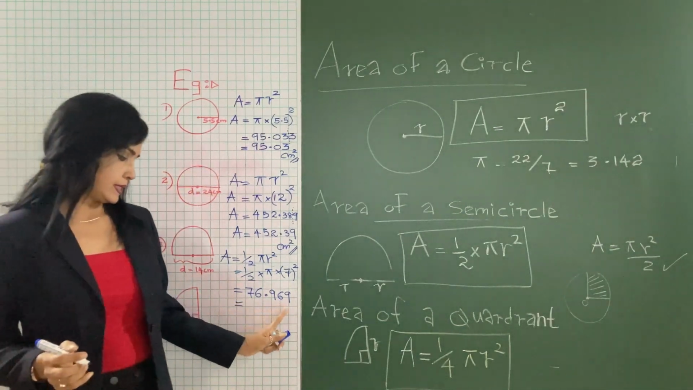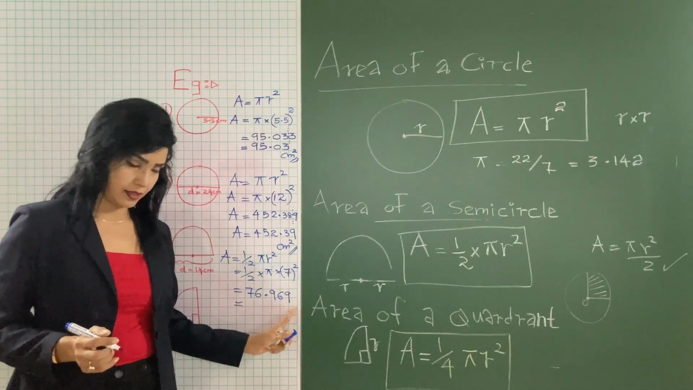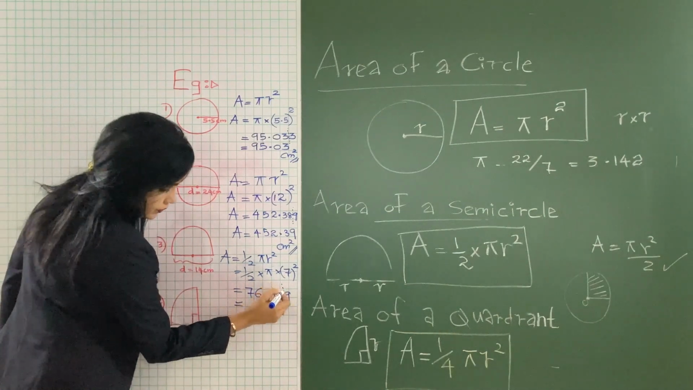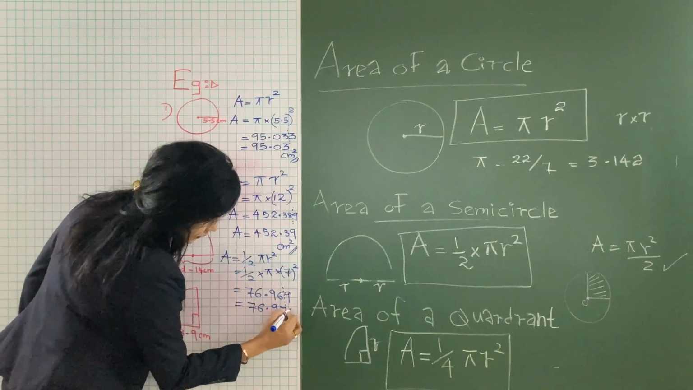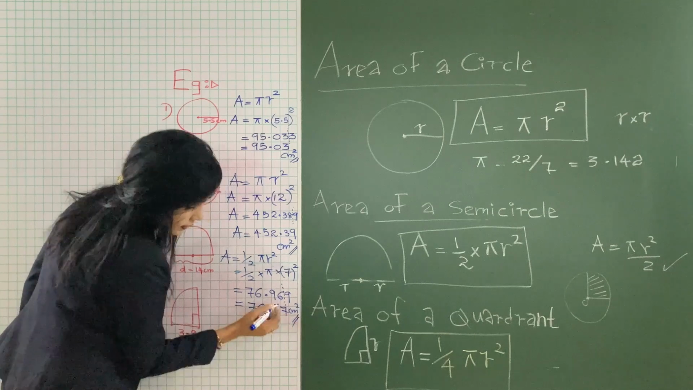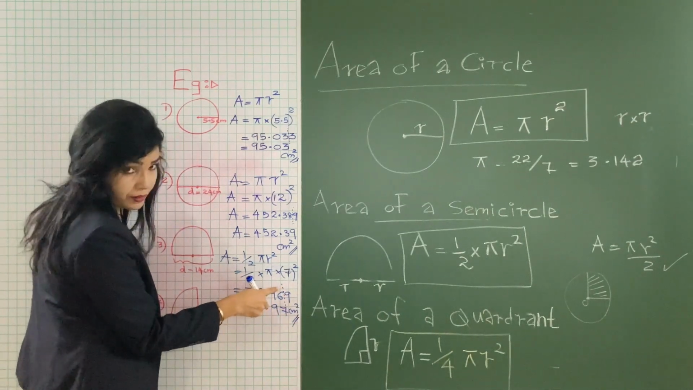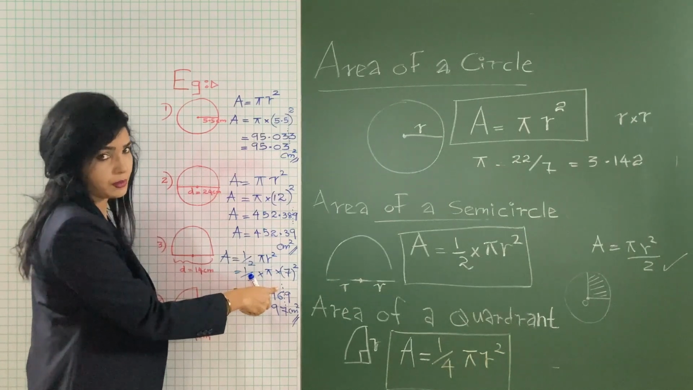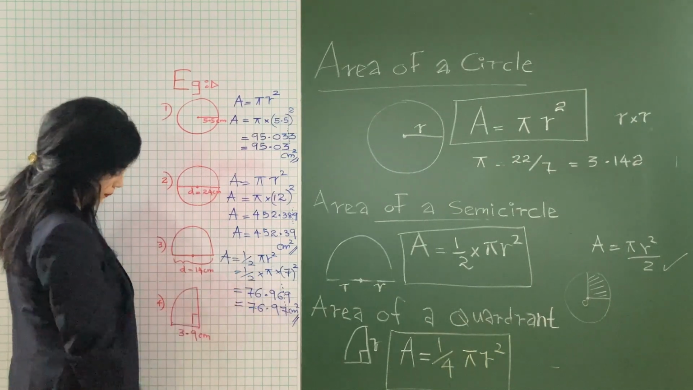For 3 decimal places, it is 76.969. And when I want it for 2 decimal places, it's 76.97 square centimeters. As we have 9 here, which is above 5, I had to add 1 here when I round off to 2 decimal places. So hope all of you have got this answer.